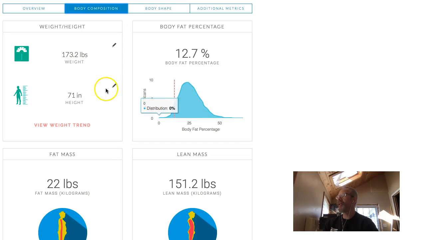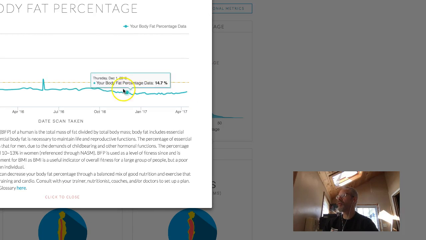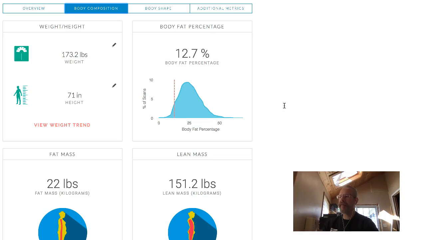Your body fat percentage, you can click on these tiles and you can get metrics over all the times that you've scanned. That's why it's important to scan frequently. And if you're scanning every 3 to 6 months, you really don't have enough data to make a decision. An outcome-based decision is, what I'm doing nutritionally, is it working as far as getting me where I want to go?